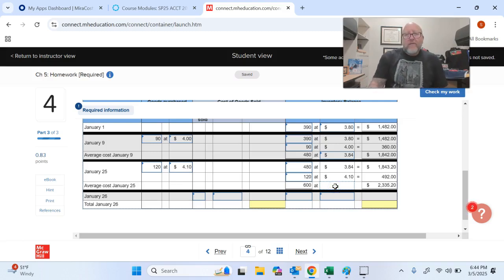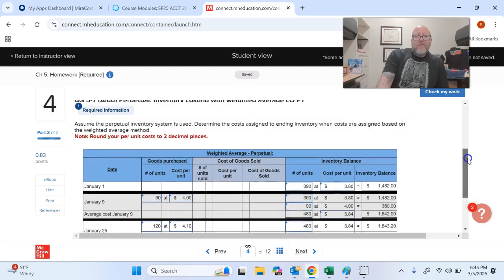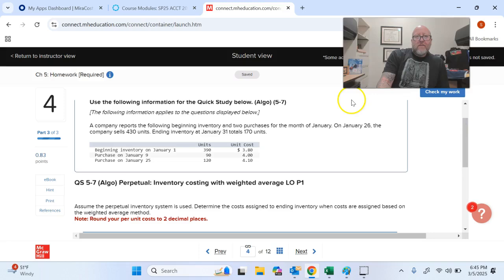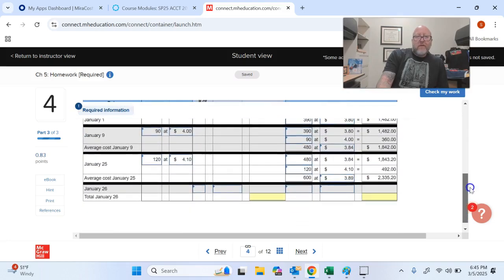The new weighted average is going to be $2,335.20 divided by 600 units. So if I do that math, I get $3.89 if I round to the nearest penny. Okay, now on January 26th, how many units am I selling? On January 26th, we are selling 430 units with 170 units still in inventory.